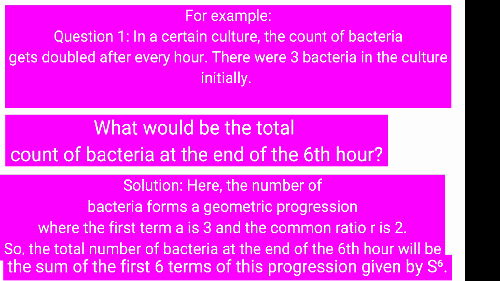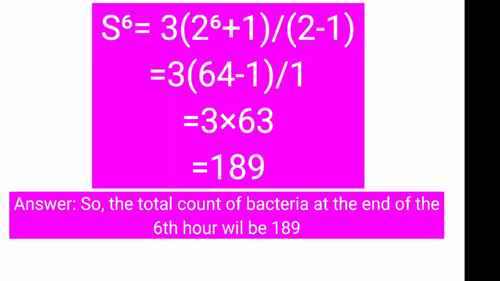So the total number of bacteria at the end of the 6th hour will be the sum of the first 6 terms of this progression, given by S6. S6 equals 3 times (2^6 minus 1) over (2 minus 1), which is 3 times (64 minus 1) over 1. Therefore, 3 times 63 equals 189. So the answer is the total count of bacteria at the end of the 6th hour will be 189.